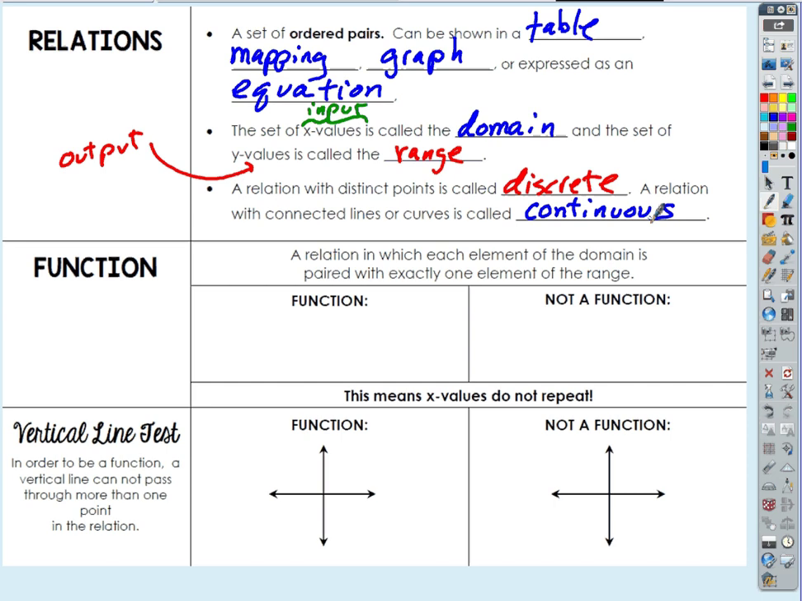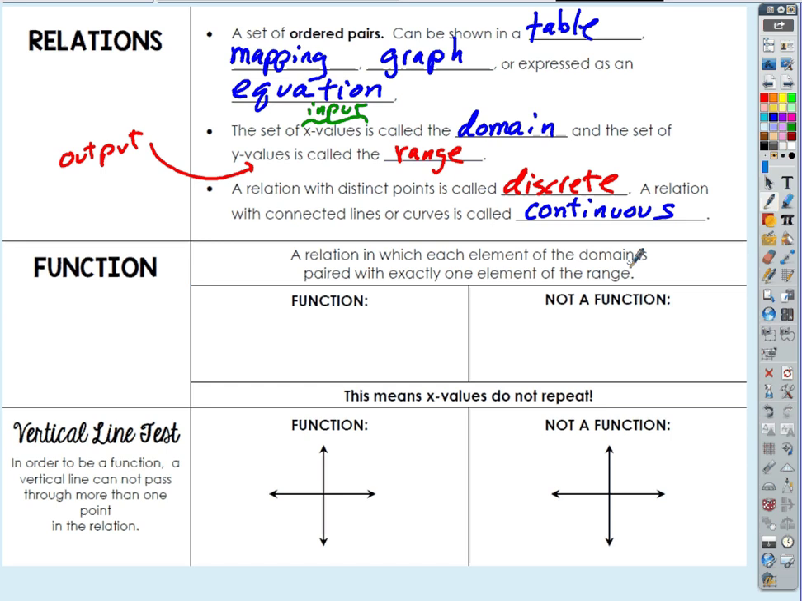So a relation in which each element of the domain is paired with exactly one element of the range is called what? In other words, for each input, there's only one output. What do we call that kind of relation? A function. That's the definition of a function. Mathematically, each element of the domain is paired with exactly one element of the range. For every input, there's exactly one output.